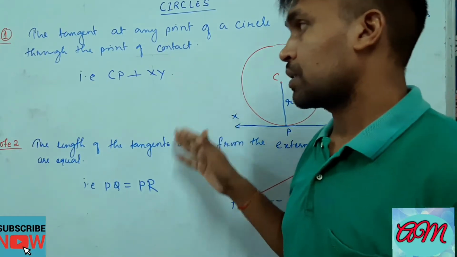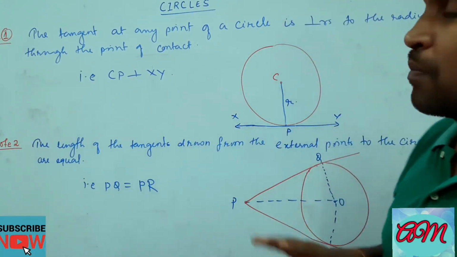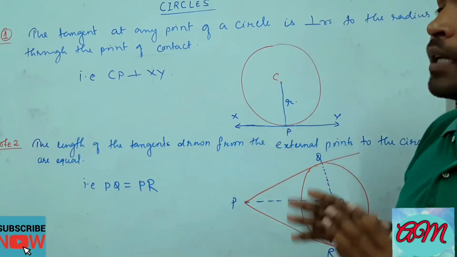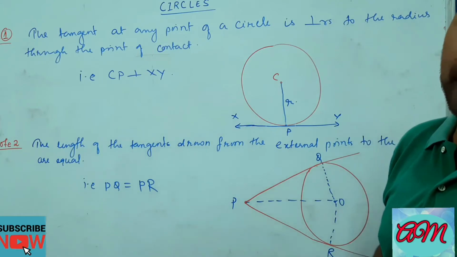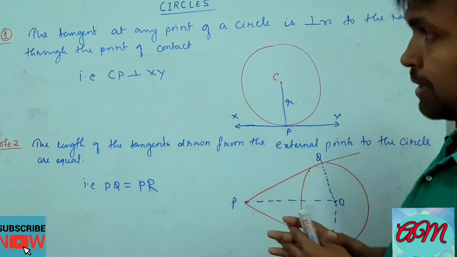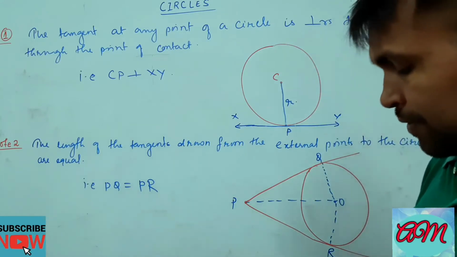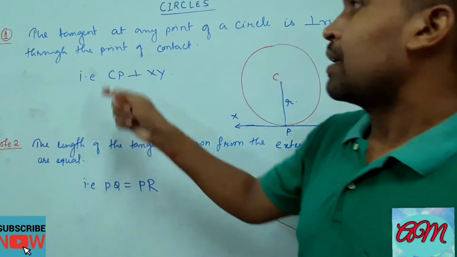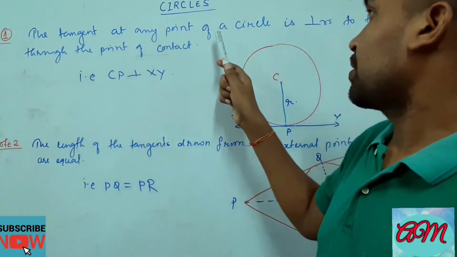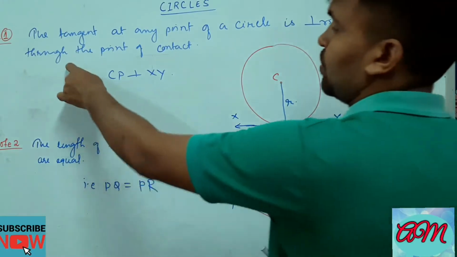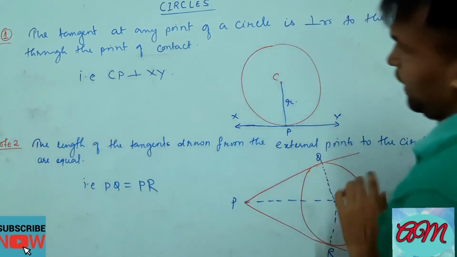Now we are going to discuss the two important theorems. The proofs are not important, but the knowledge of the theorems is very, very important here, because our questions will be based totally on these theorems. So what is the first theorem? Note number 1 says the tangent at any point of a circle is perpendicular to the radius through the point of contact.